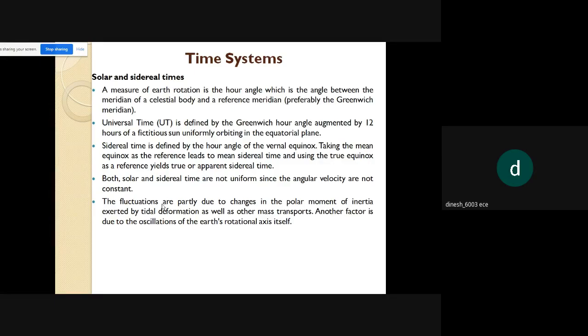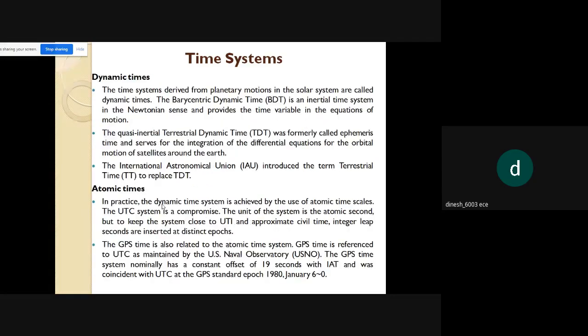So it will always be non-uniform. Another factor that determines this is the oscillations of Earth's rotational axis itself. The Earth rotates on its own axis, so that also plays a major role in the non-uniformity of solar and sidereal times. So then they went for using dynamic times. The time systems derived from planetary motions in the solar system are called dynamic times. Derived from planetary motions, the movement of the other planets with respect to Earth was determined. So that we call dynamic times.